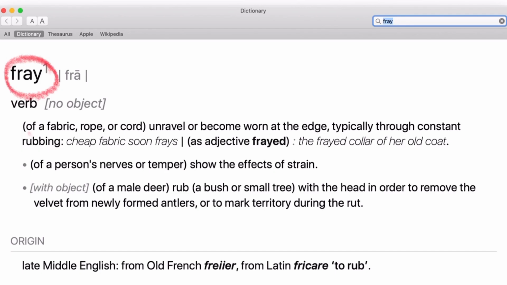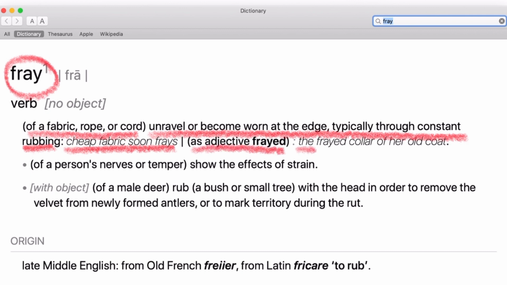Our third step in discovering a false friend is to find out from a contemporary English dictionary what the word can mean today. One of the three contemporary dictionaries I like to check gives this sense and only this sense, though all three give it as the primary current sense, of a fabric, rope, or cord. It means to unravel or become worn at the edge, typically through constant rubbing. Cheap fabric soon frays. As an adjective, the frayed collar of her old coat. And of course, that kind of works in Zechariah 1:21.